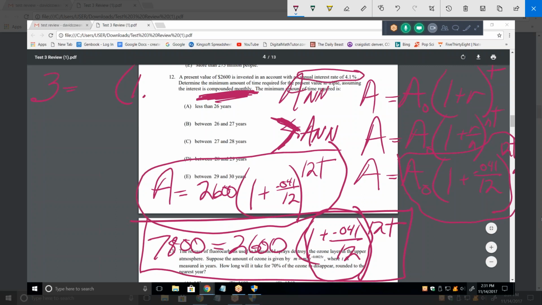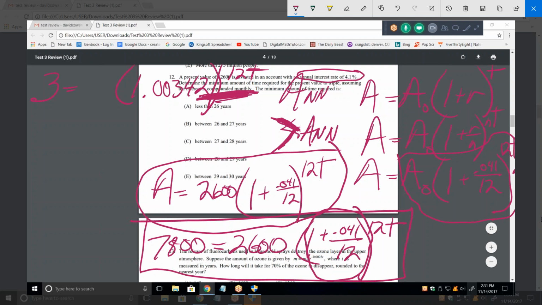1 plus 0.041 divided by 12. What is that? So it'd be 1.00342, and then to the 12t. So that's our equation we have to solve. Now we have it in a form where we can solve it by using logs.